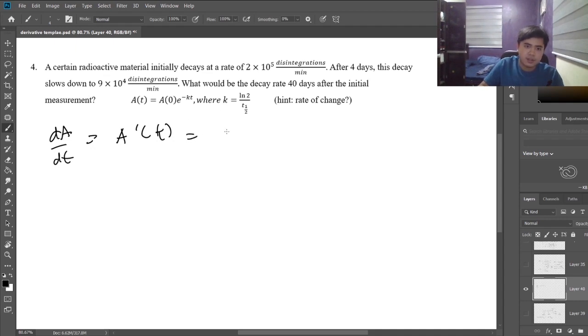Alright? So A of 0 is just a constant, the mass when t is equal to 0. And then e to the negative kt remains the same since the derivative of e to the x is just e to the x. And then we multiply this by negative k. Rearranging, we get negative A of 0 k e to the negative kt.